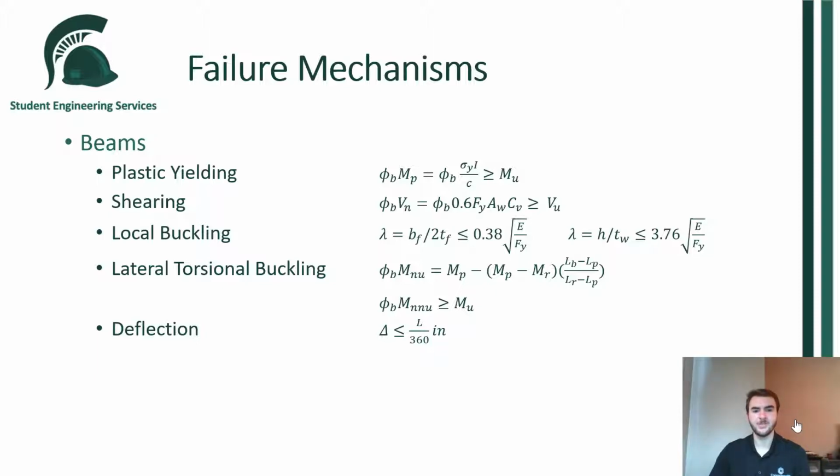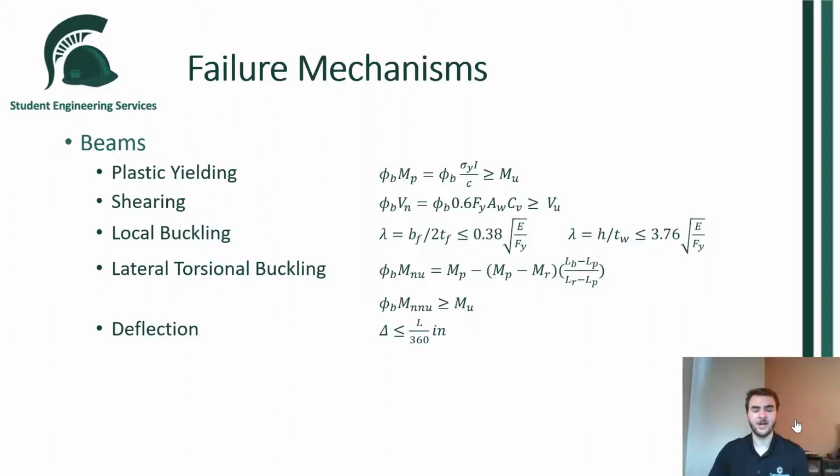So the important characteristics for plastic yielding are to make sure that the beam has a high enough yield stress and moment of inertia. For shearing, it should also have a high enough yield stress and also a high cross-sectional area. For local buckling, this is based on the height and width of the flange and web sections of the beam. And for lateral torsional buckling, it is mainly based on the length of the beam.